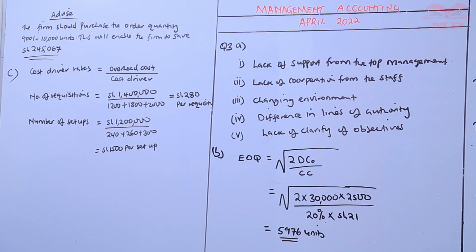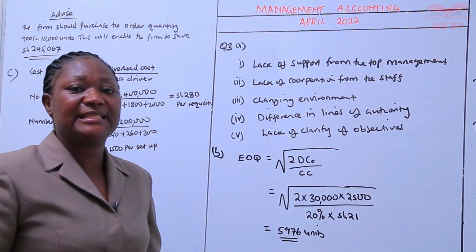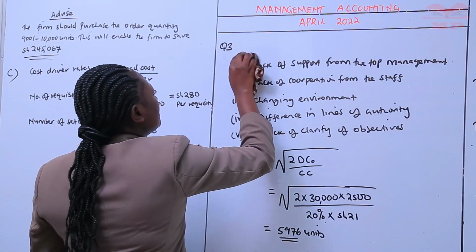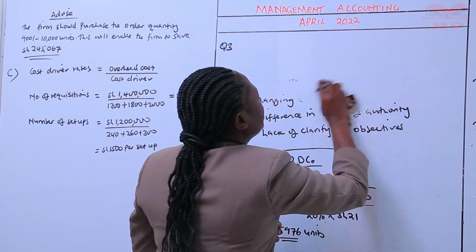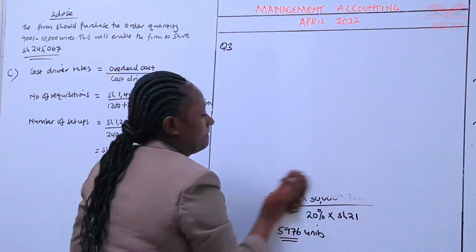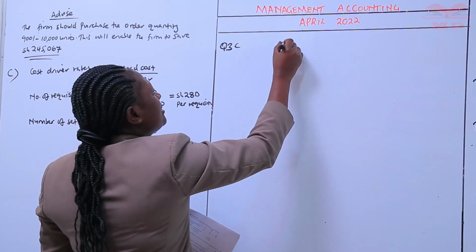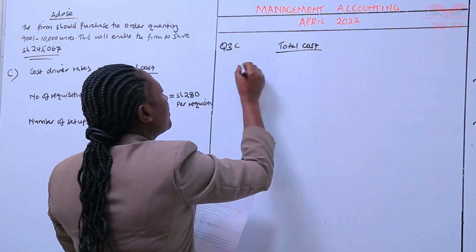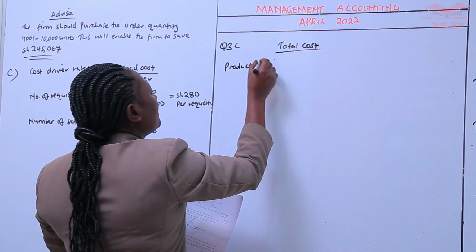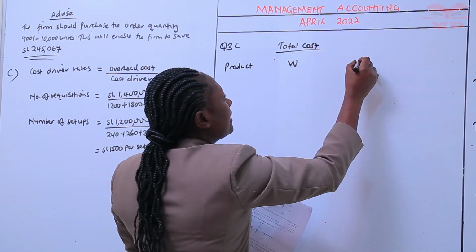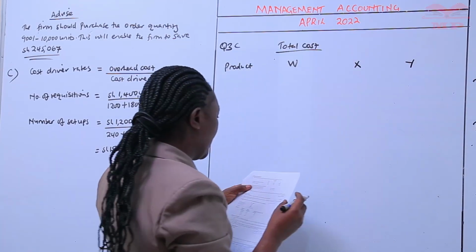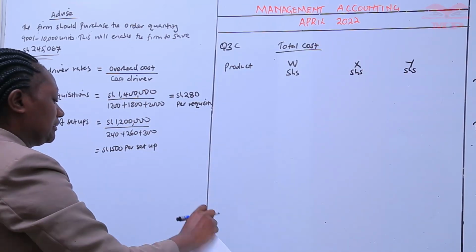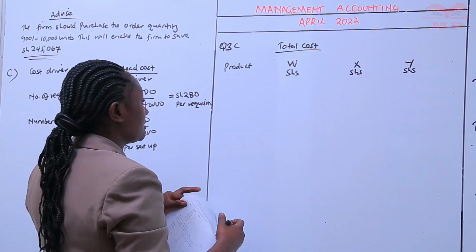So once we have calculated the cost driver rates, we now calculate the total cost. And we are calculating the total cost based on the ABC costing system. So we calculate the total cost. We have product W, X, and then Y. So we begin with the direct materials.